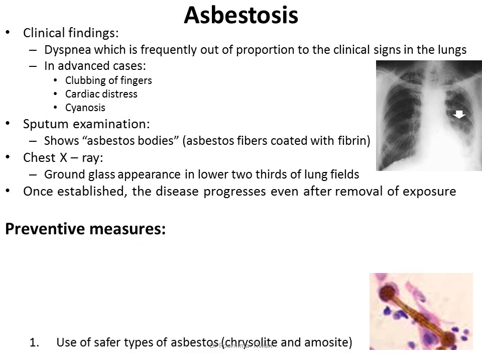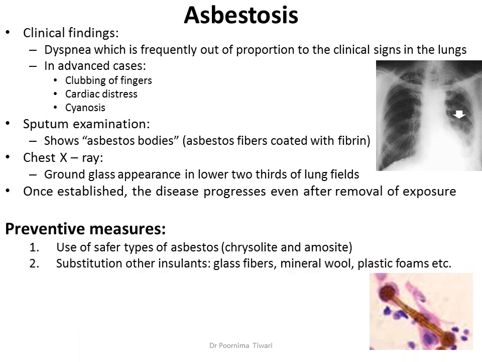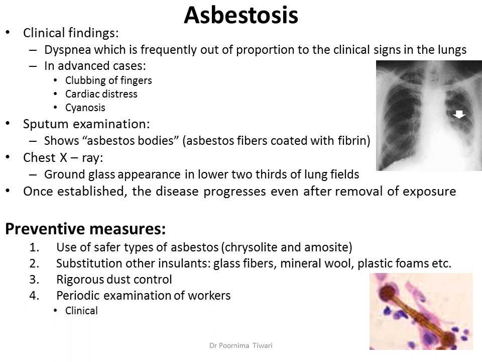So preventive measures include using safer types of asbestos, that is chrysotile and amosite, and substitution with other insulants. Where asbestos is used as an insulant, other things can be used instead of asbestos. Also needed are rigorous dust control in the factory, periodic examination of workers, which includes clinical examination, X-rays and lung function, and continuing research into better types of asbestos and treatment of asbestosis.